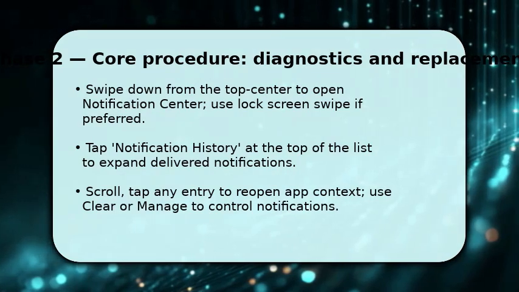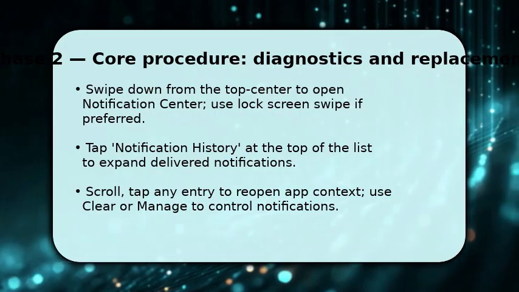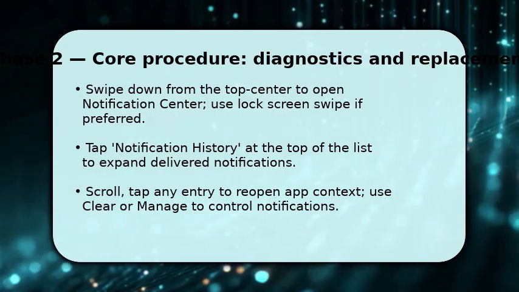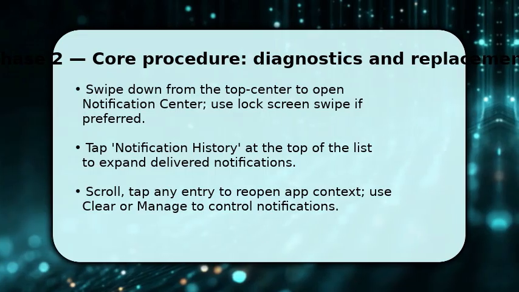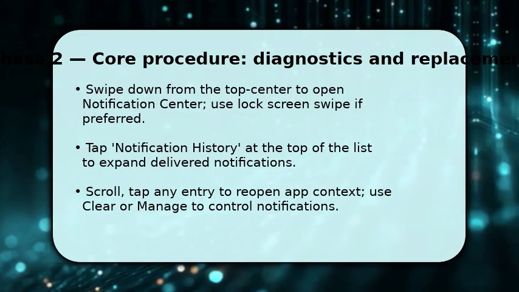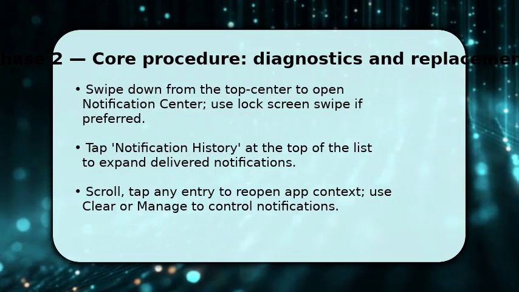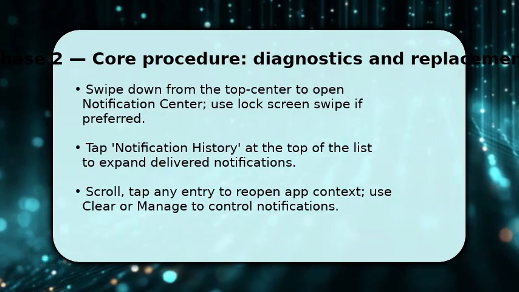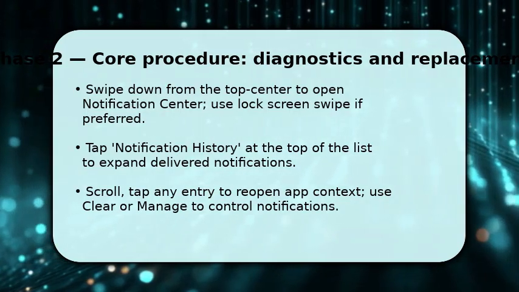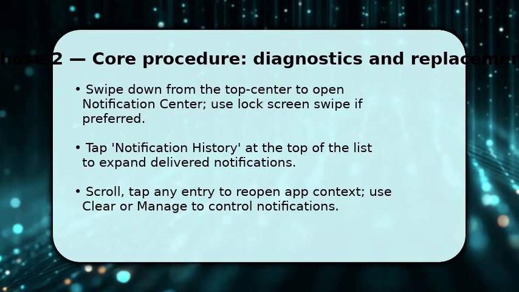Open Notification Center by swiping down from the top of the screen. On the lock screen, the same motion reveals alerts. Once there, look for notification history at the top and tap it to expand a chronological list of delivered items. You can scroll through, then tap any notification to jump back into the app or view details.